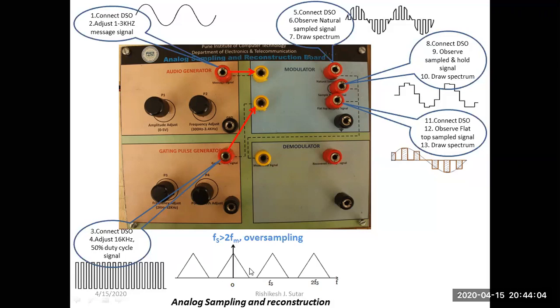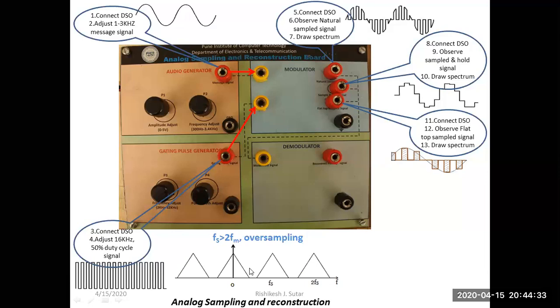Here, the spectrum around DC is the spectrum of message signal. With the use of simple low-pass filter, we can separate out the spectrum of message signal from the spectrum of sample signal. That is, with the use of simple low-pass filter in the demodulator block, we can demodulate the sampled signal.